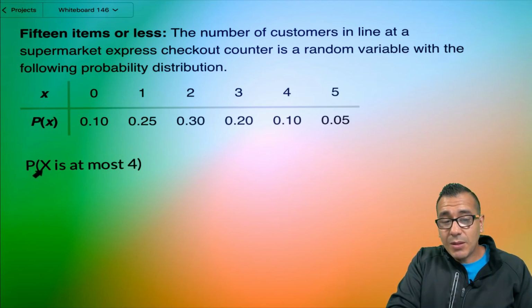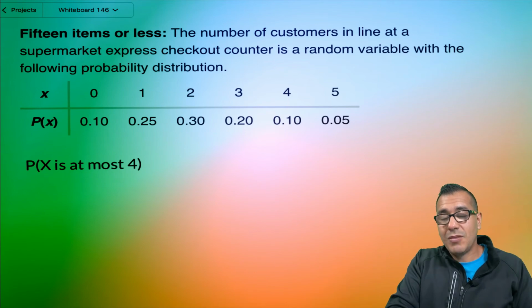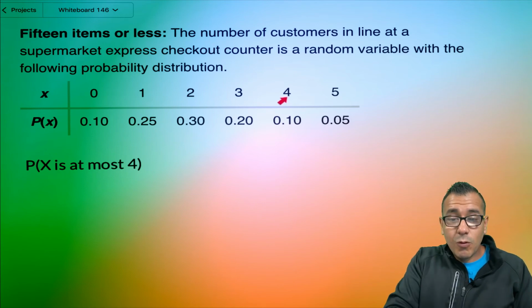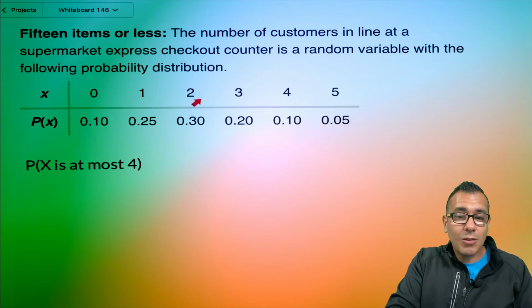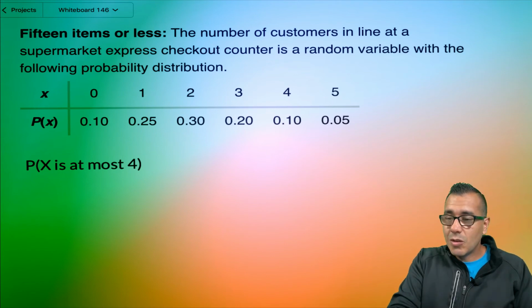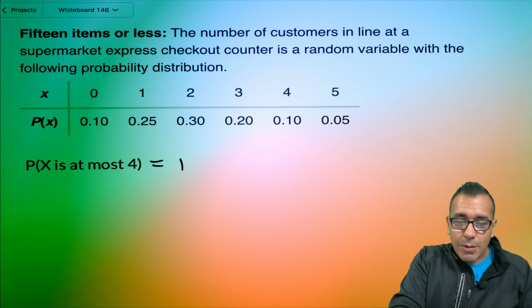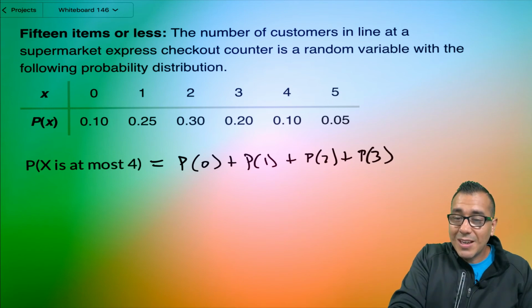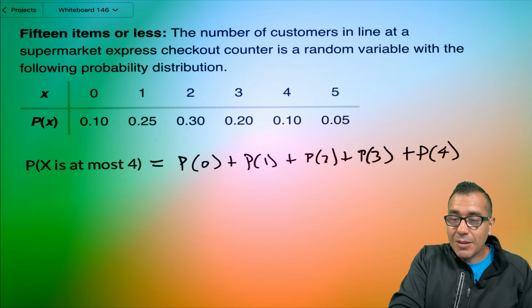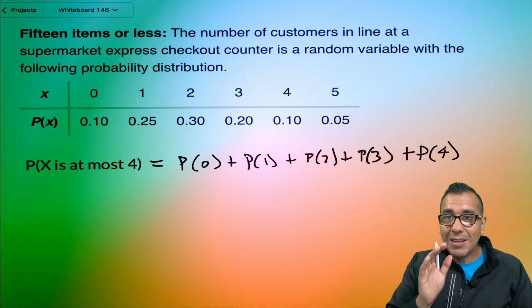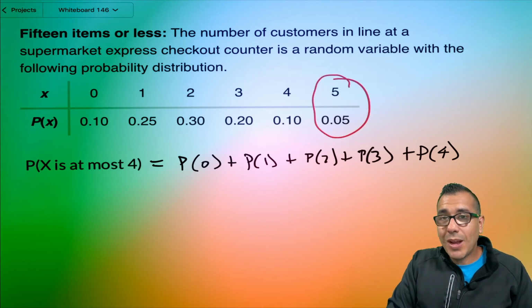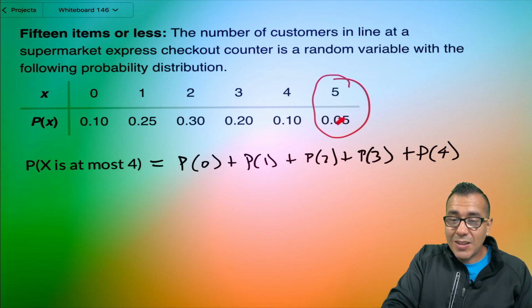So here it says find the probability of at most 4 customers being in line. So when it says at most, well, 4 is the most customers we could have, or we could have 3 or 2, 1 or none. So here what we're looking at is we're finding the probability of 0 plus the probability of 1 plus the probability of 2 customers in line, plus the probability of there being 3 customers in line, all the way to the probability of 4 customers, right? And if you notice here, the only one that was left out was that one right there, the probability of exactly 5 customers in line.